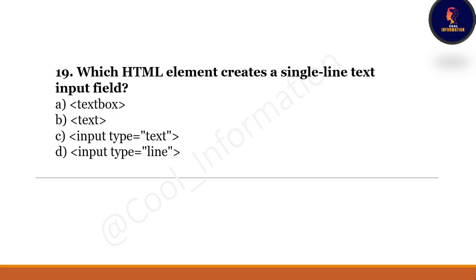Next question. Which HTML element creates a single line text input field? Option A is text box tag. Option B text tag. Option C is input, and here we use type attribute with the text here, and last option is input element with the type attribute line. Correct option is option number C.